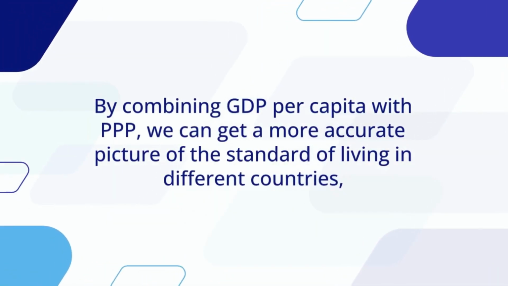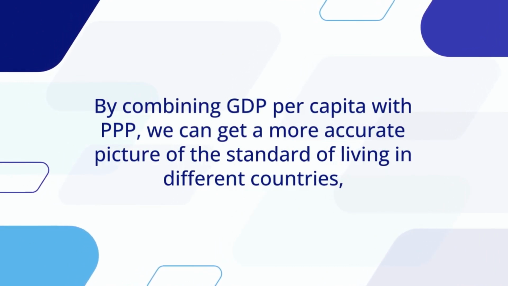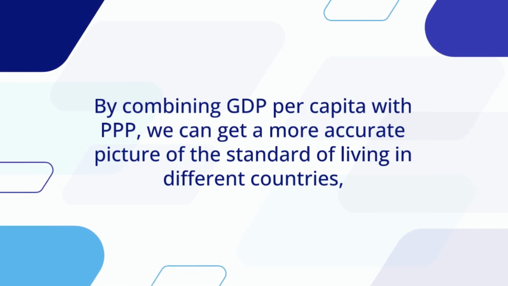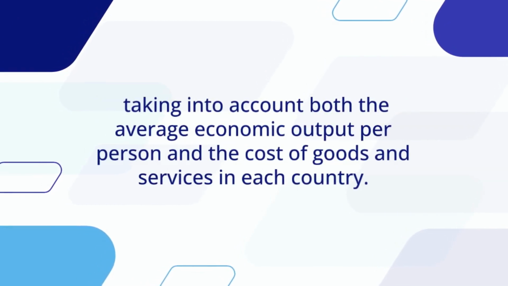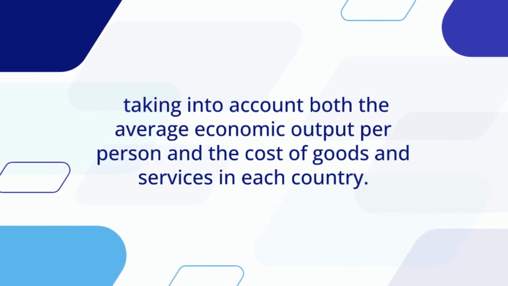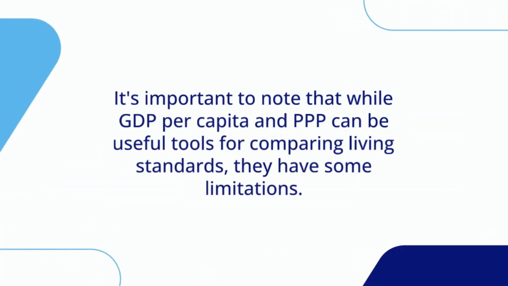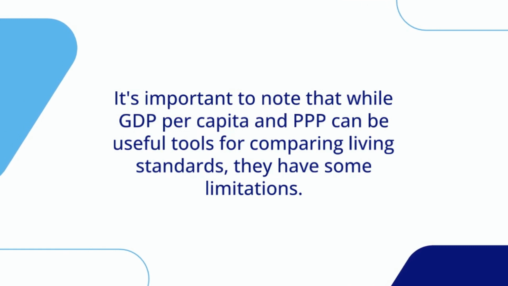By combining GDP per capita with PPP, we can get a more accurate picture of the standard of living in different countries, taking into account both the average economic output per person and the cost of goods and services in each country. It's important to note that while GDP per capita and PPP can be useful tools for comparing living standards, they have some limitations.